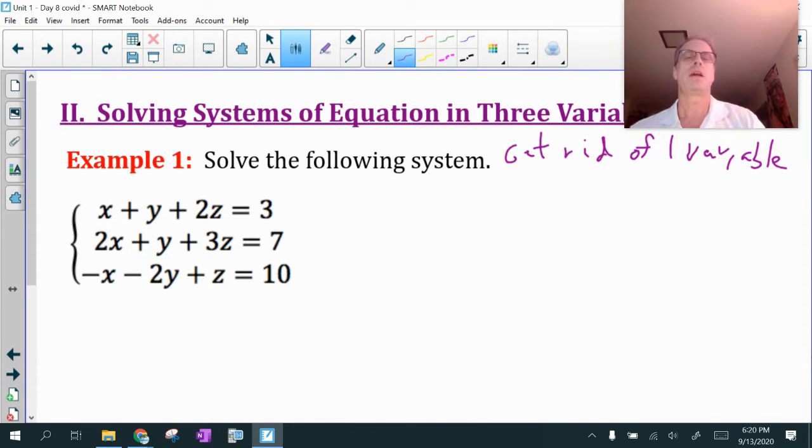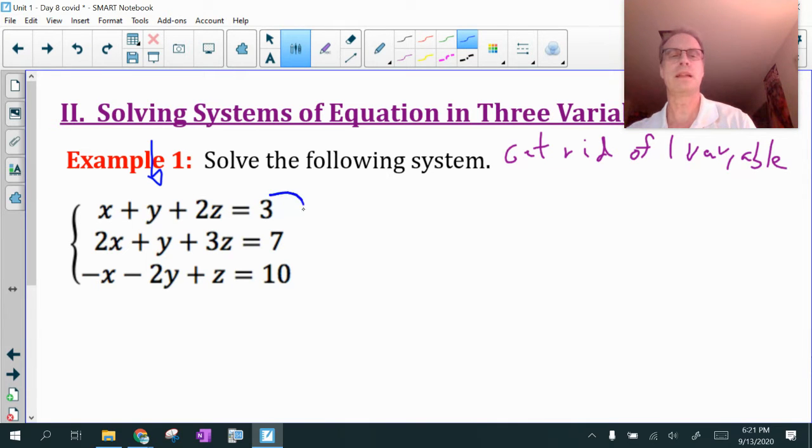Now, you don't always want to get rid of the same variable. For some reason, some students think, oh, I always have to get rid of x, or y, or z, or whatever it is. I'm literally going to vary what variable I'm getting rid of based off of the situation. So let's see what I can do on this first one. Let's say that I decide, and there really is no reason for this on this one, that I am going to eliminate y.